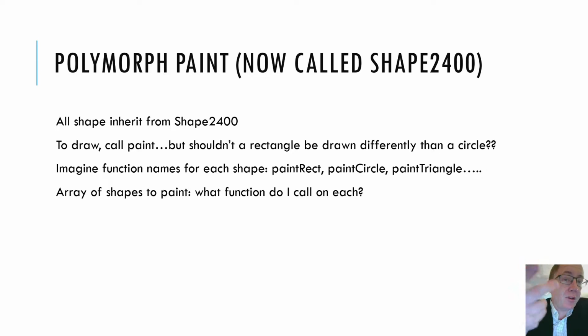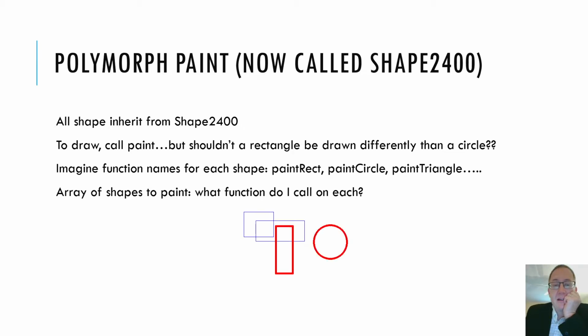I know you're not just a shape 2400, you're a circle 2400. Instead of calling the generic shape painting method, I'm going to call the circle painting method, and I cast the object. Instead of it being just a shape 2400, I'm going to cast it to being a circle 2400, a child class of it, and call paint, and then I'd get the right paint method. Again, that's really, really ugly.